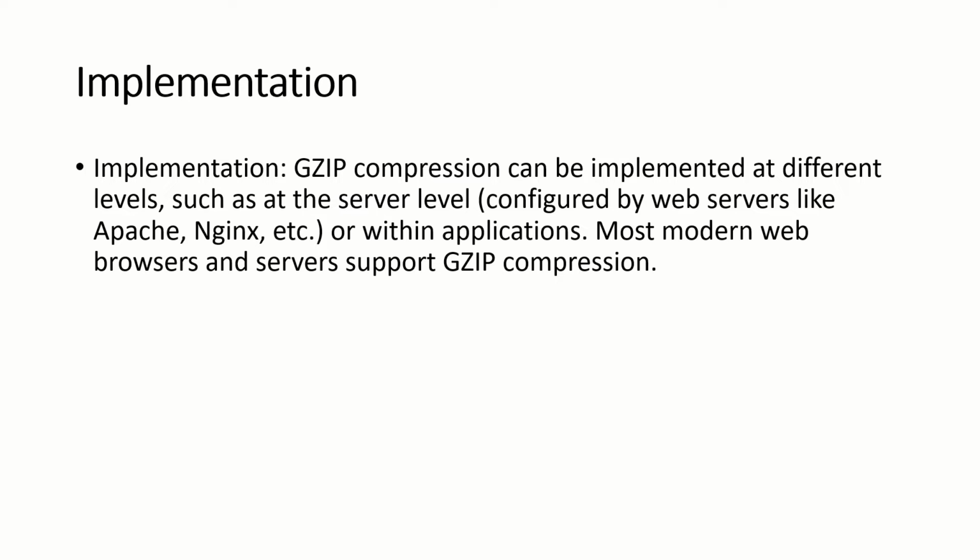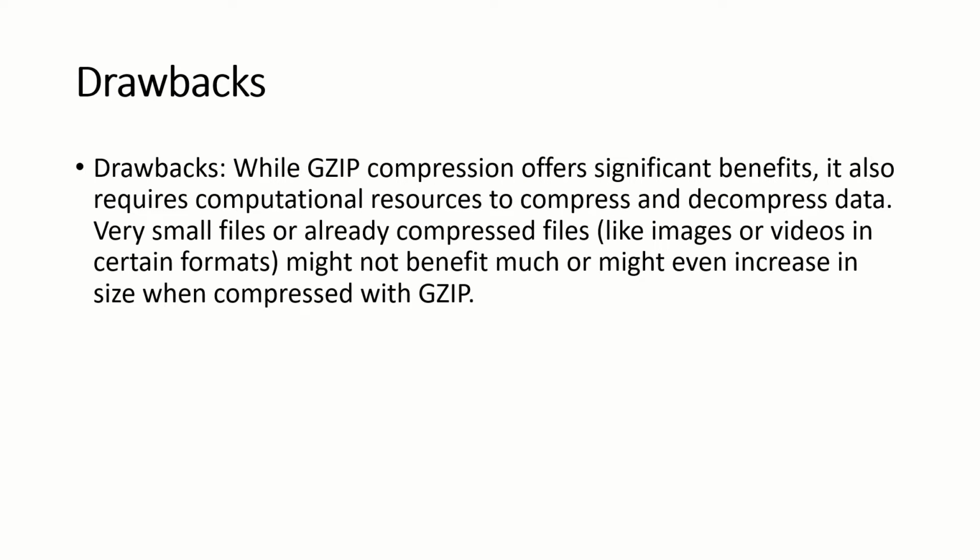Most of the web browsers allow us to do the Gzip compression. Now let me go to the next slide and discuss the drawbacks of the Gzip compression. While Gzip compression offers significant benefits, it also requires computational resources to compress and decompress the data. So you have to additionally write the code to compress and decompress the data. Very small files or already compressed files, like images or videos in certain formats, might not benefit much or might even increase in size when compressed with Gzip. So these are some drawbacks of the Gzip.